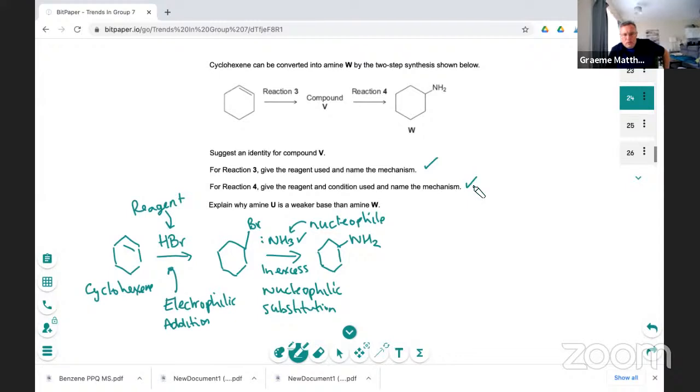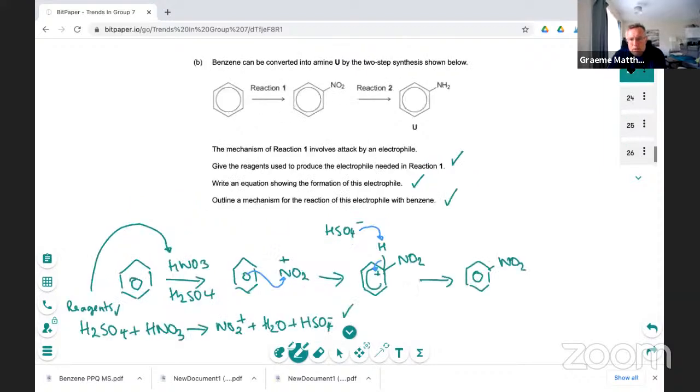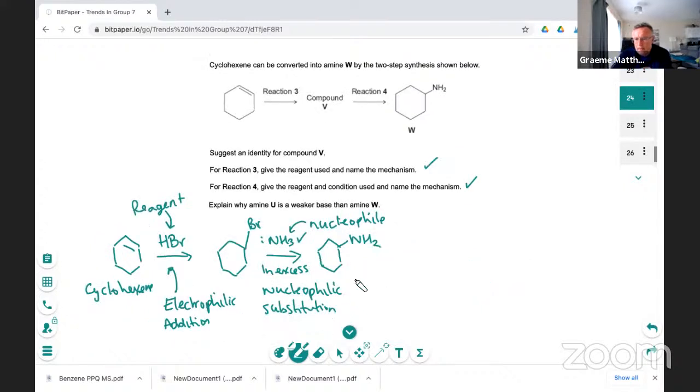Explain why amine U is a weaker base than amine W. Okay, so hold on, is it amine U floating around? Let me pull this back in from the previous tile. Look, NH2 like this, yes. This is amine U, phenylamine, which is a weaker base than amine W.